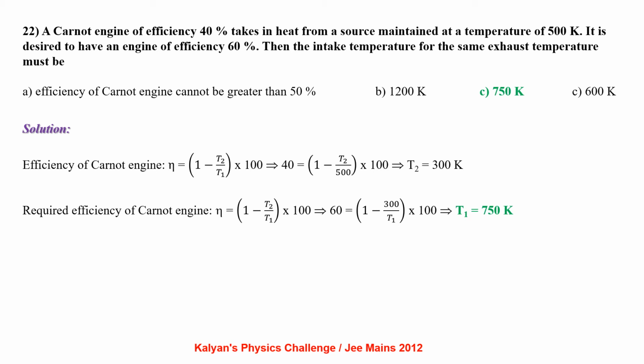Required efficiency of Carnot engine eta equals (1 minus T2 by T1) × 100. So 60 = (1 minus 300 by T1) × 100, which gives us T1 equal to 750 Kelvin.